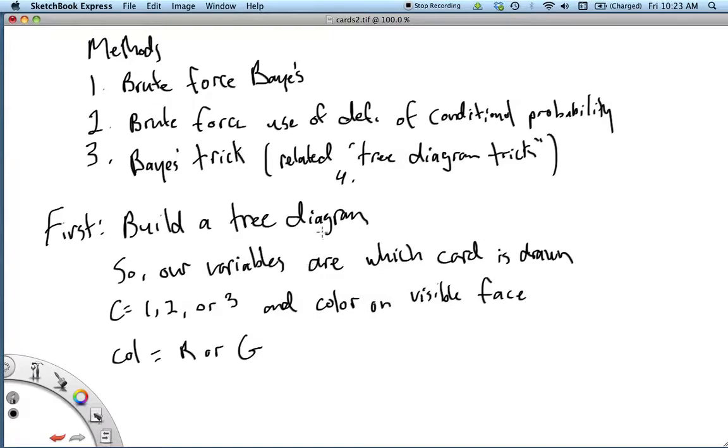Okay, so how do you build this tree diagram? You have to determine what your variables are. So in this problem, you've mixed up the cards and you're going to draw a card. So your first random variable, if you will, is which card you select. And that can be card 1, 2, or 3. And secondly, there's going to be a color on the face that you see. In this case, we know that it's green, but I want to point out that this is also a random variable, right? It could be red or it could be green. In our problem, it's green, but it could be either.